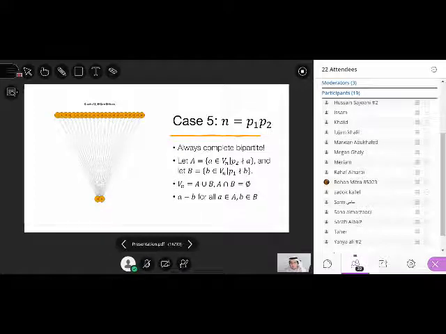Then we realize that in this case, since all A are some multiple of P1, and all B are some multiple of P2, then all A and all B are adjacent. There's an edge between them. Thus, it satisfies the conditions for it to be a complete bipartite. And again, here's an example of 13 times 3, both prime numbers, and as you can see, they're complete bipartite.